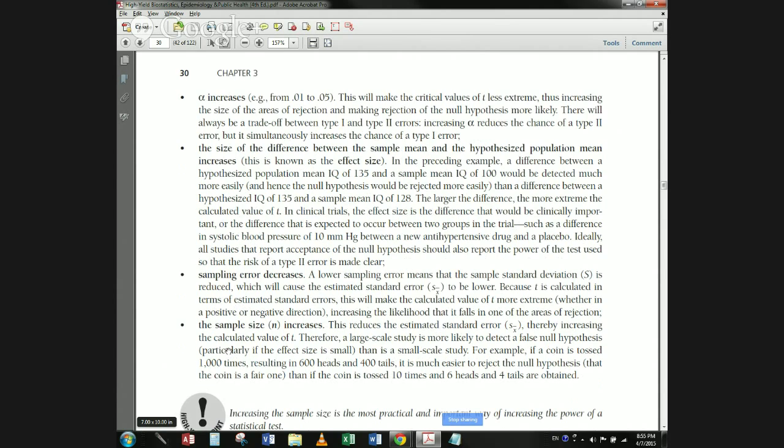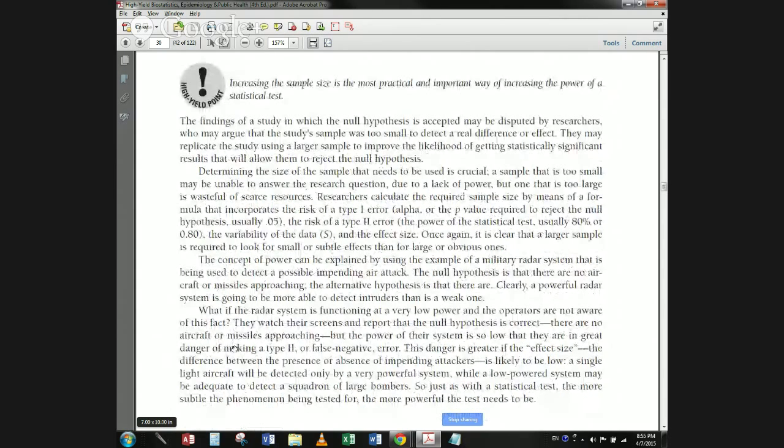A key high yield point: increasing the sample size is the most practical and important way of increasing the power of a statistical test. The findings of a study in which the null hypothesis is accepted may be disputed by researchers who may argue that the study's sample was too small to detect a real difference or effect. They may replicate the study using a larger sample to improve the likelihood of getting statistically significant results that will allow them to reject the null hypothesis.